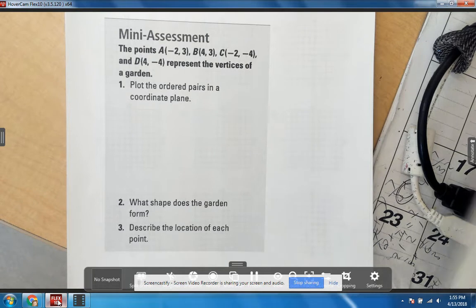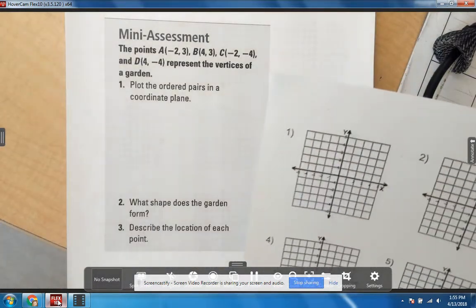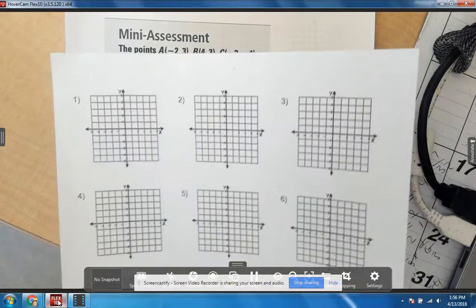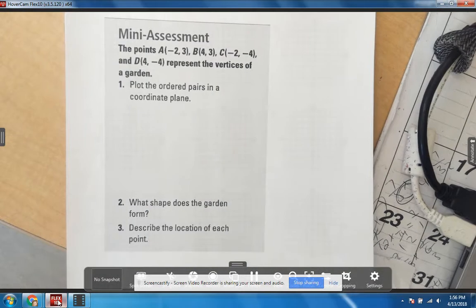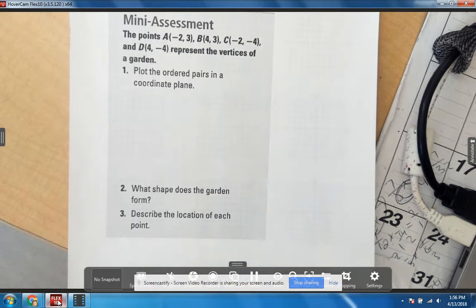Okay, so step 1 is plot all those points. You could do them on your grid. You could do them all in the same. Actually, it would be easy if you did them all in the same grid, because they want you to connect the dots. So do them all on the same exact grid. Then connect the dots. Tell me what shape it makes. And then tell me what quadrant that each of the points are in. Okay, so that is your last one. So make sure you do all of these.